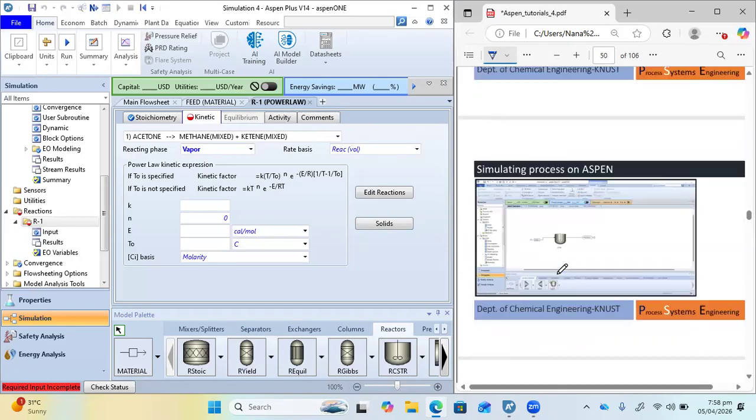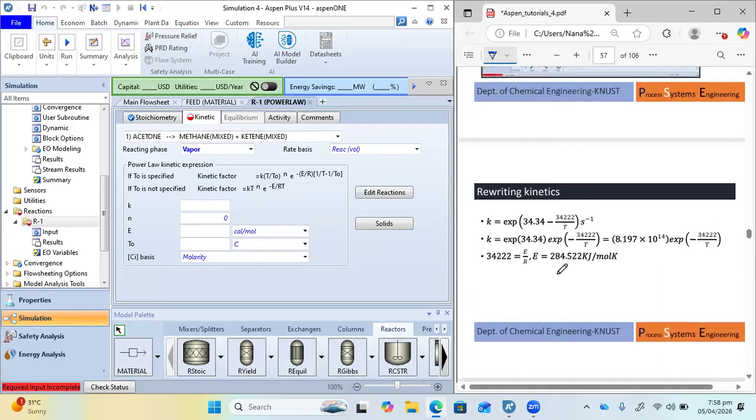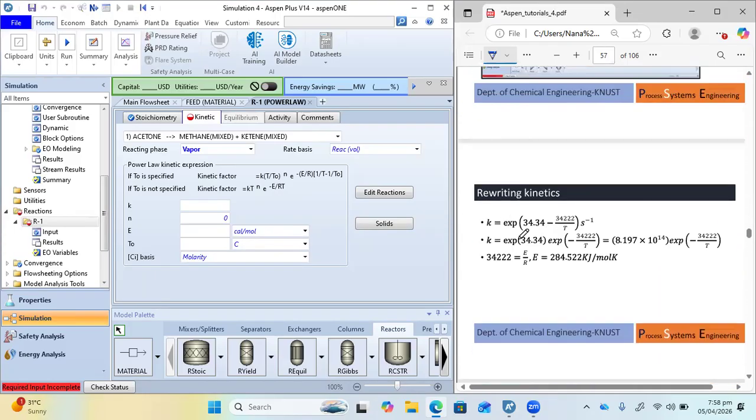So in the first step, what we are trying to do is this. The calculation has been done here. Let me go down just a bit. We are trying to expand this. So we make the first term an exponential and the second term an exponential, right? Because exponential of a plus b is exponential a times exponential b. So that's what we've done here. We can now express this first part as 8.197 times 10 to the power 14. That's what Aspen is expecting for the k, that single constant value.